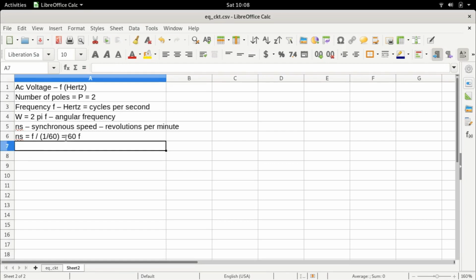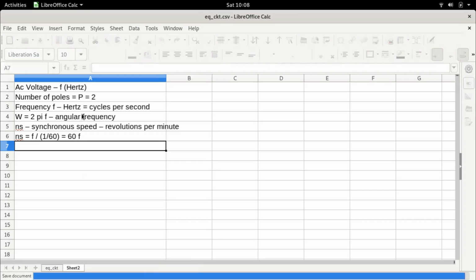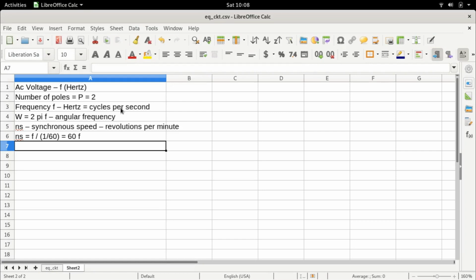Now, later on, we'll talk about another concept, which is number of poles. And when that happens, this becomes 120f by p. But for now, don't think about it. We have a simple magnet, 1 north pole, 1 south pole. So what this means is, if I have this frequency f in hertz, which is cycles per second, that will result theoretically in a synchronous speed corresponding to that, which is in revolutions per minute. And let me write that down. RPM.